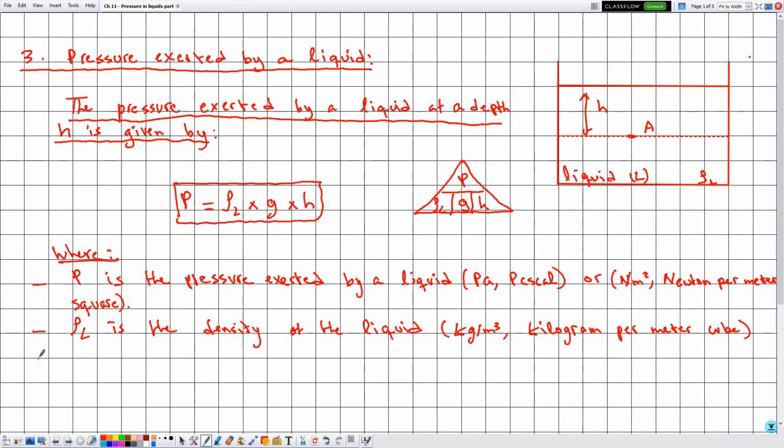Whereas G is the gravitational field strength, which is related to the property of the planet in which we are performing the experiment. So we know that the unit of G is given by Newton per kilogram in the SI.